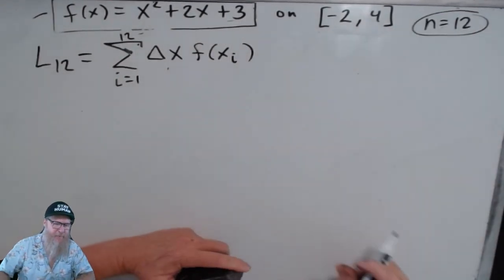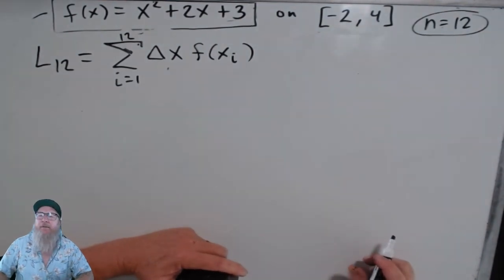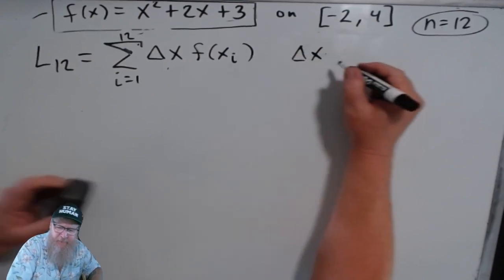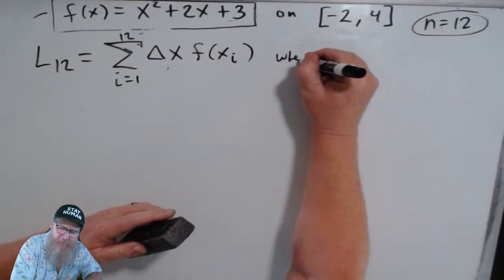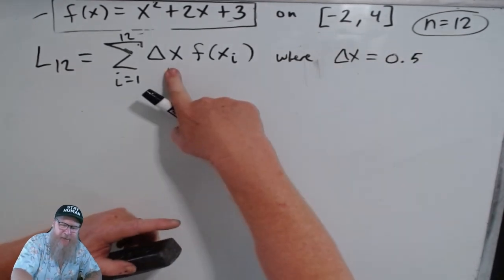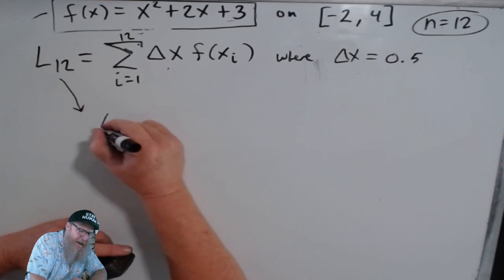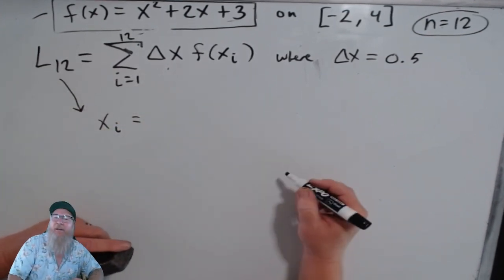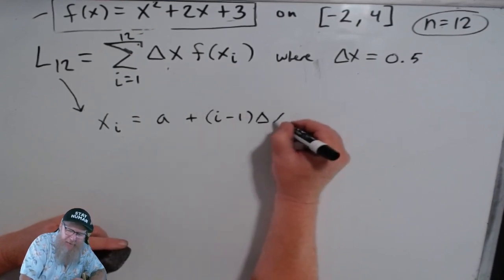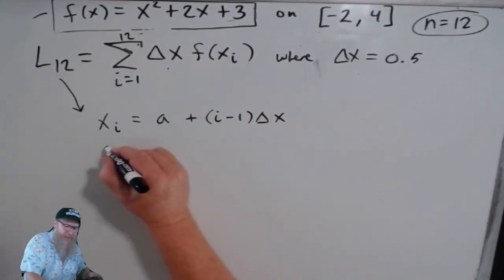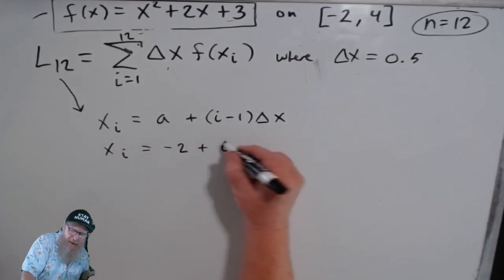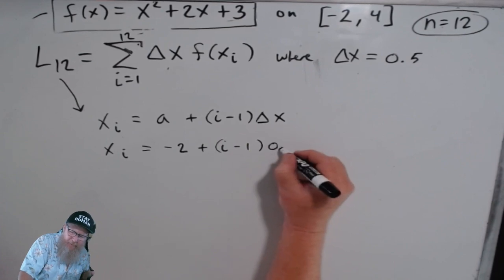All right. So my delta x is still 0.5. That doesn't change. But the xi's are going to change. It's going to be a plus i minus 1 delta x. So the xi's are going to be negative 2 plus i minus 1 times 0.5.